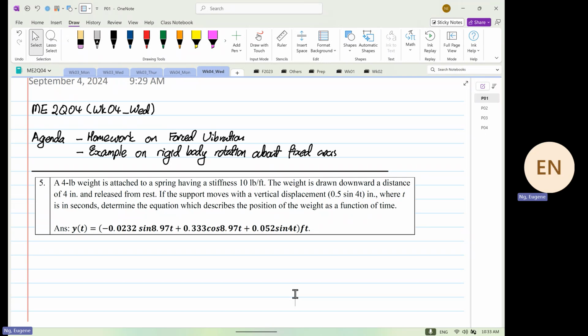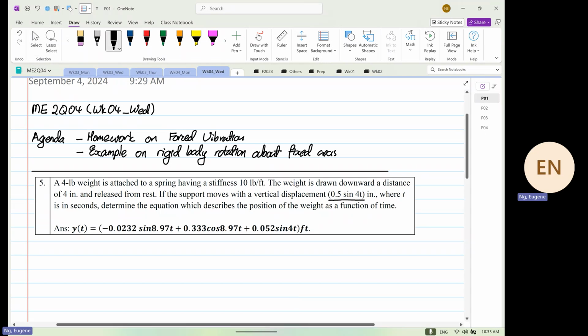Now, this is slightly different from what we did in the example in class. In the example in class, it was in terms of force, but this question gives the excitation in terms of displacement. I also made the same mistake before, so you have to watch what value is given.